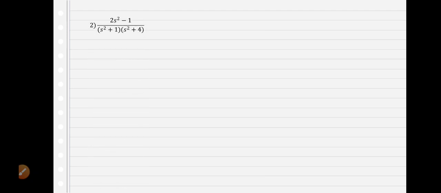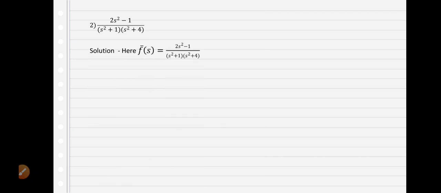2s square minus 1 upon s square plus 1 into s square plus 4. Here the degree of numerator is 2 because of the s square term. Degree of denominator is 4 because of the 2 s square terms in multiplication form. So the degree of numerator is less than that of denominator, and hence we can apply the partial fraction method here. Again, every term of s is in the same form of s square, so we can use substitution to convert the quadratic factors into linear factors.